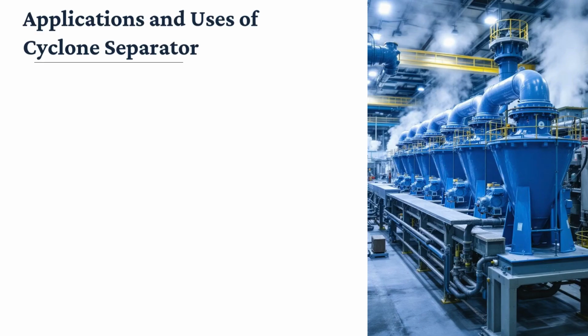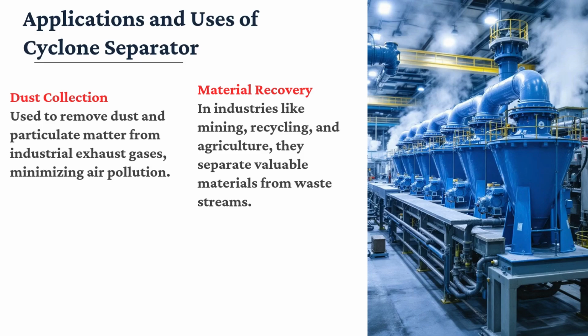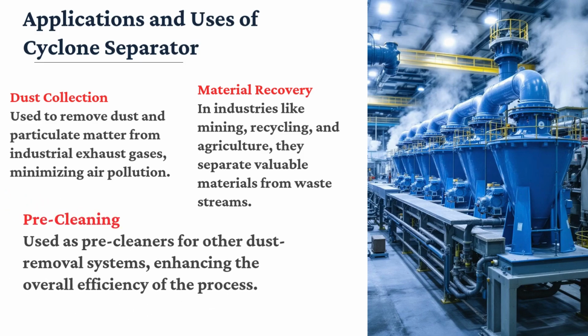Now, applications of cyclone separators. The first one is dust collection. It is used in industries to remove dust and particulate matter from industrial exhaust gases, thereby minimizing air pollution. And it is used in material recovery. In industries like mining, recycling, and agriculture, they are used to separate valuable materials from waste streams. The next one is pre-cleaning, used as pre-cleaners for dust removal systems, enhancing the overall efficiency of the process.